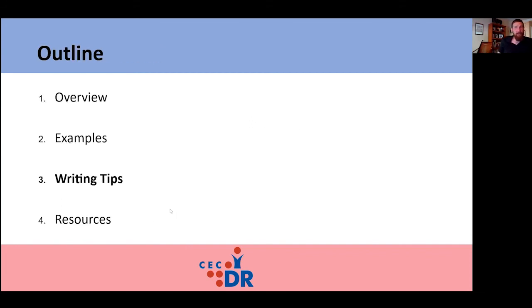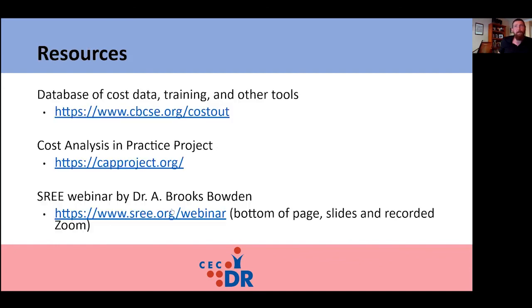So those are some writing tips. And for resources, these are probably the main ones. This SHRI.org, it's at the bottom of the page, but the slides that Brooks Bowden presented on and the recorded Zoom are there. And that's a really good resource. She also goes through each of the different types. A caveat though is it was from last year's RFA, and the RFA for this year isn't out yet. So we don't know how much that's going to change, but at least it's a good starting project.